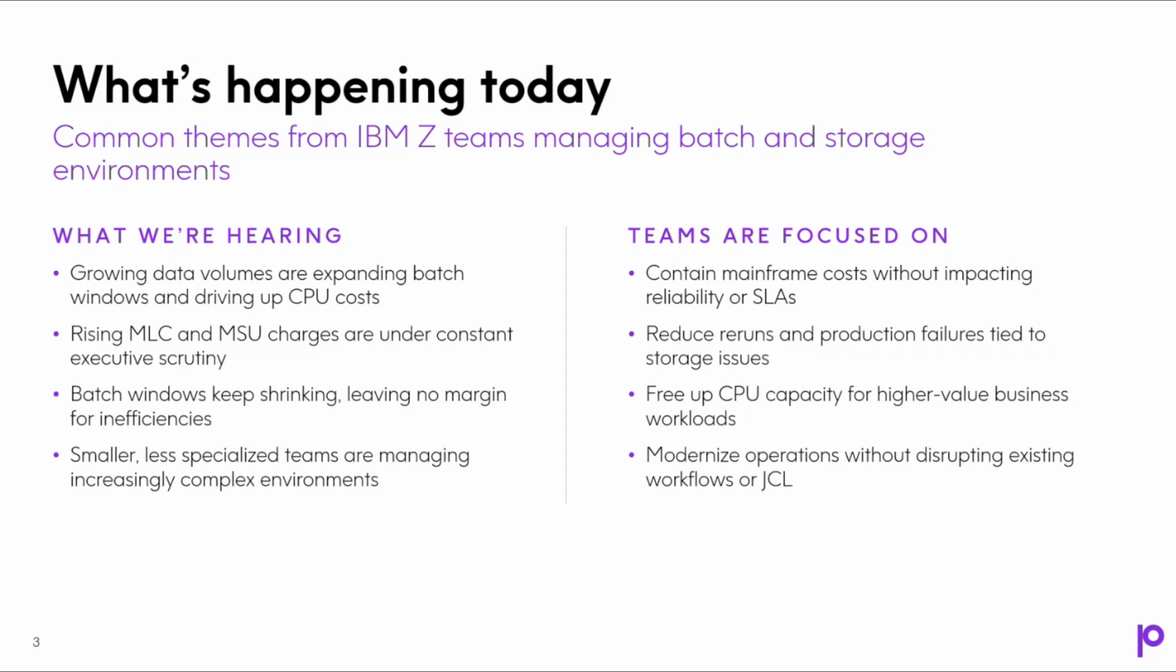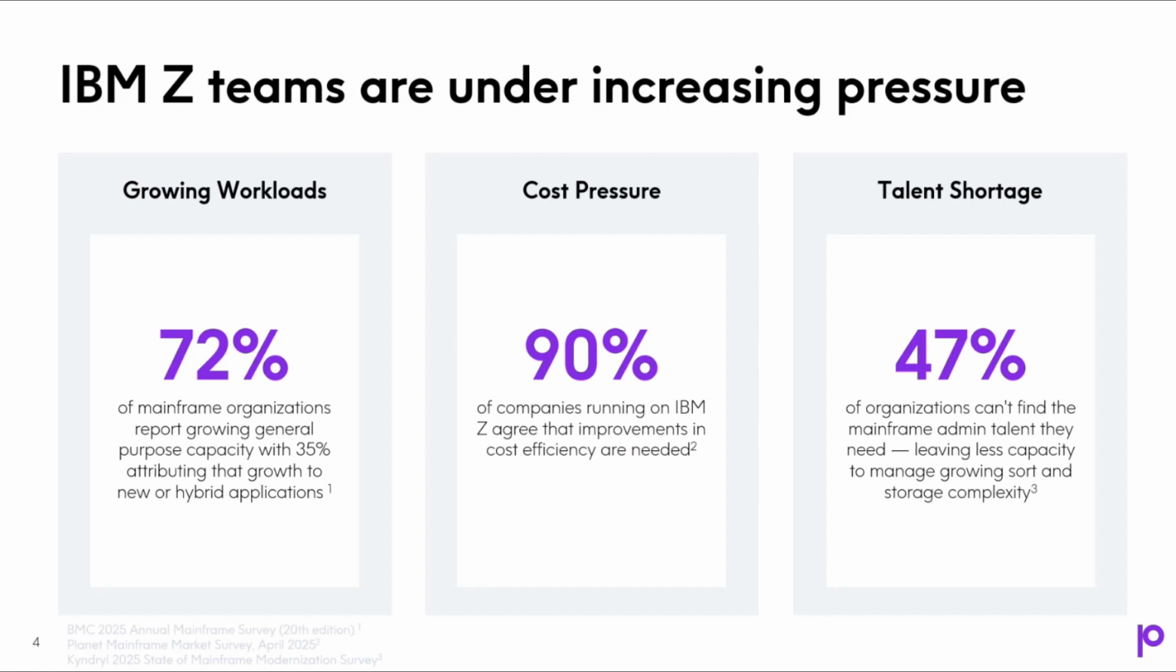So what we hear a lot of is we need to reduce cost, but we can't impact our existing SLAs. We need to modernize, but we can't disrupt anything. And this very tension is really what's driving this conversation, because most teams are not looking to rip anything out. They just want to run what they already have more efficiently. And so that brings us to this.